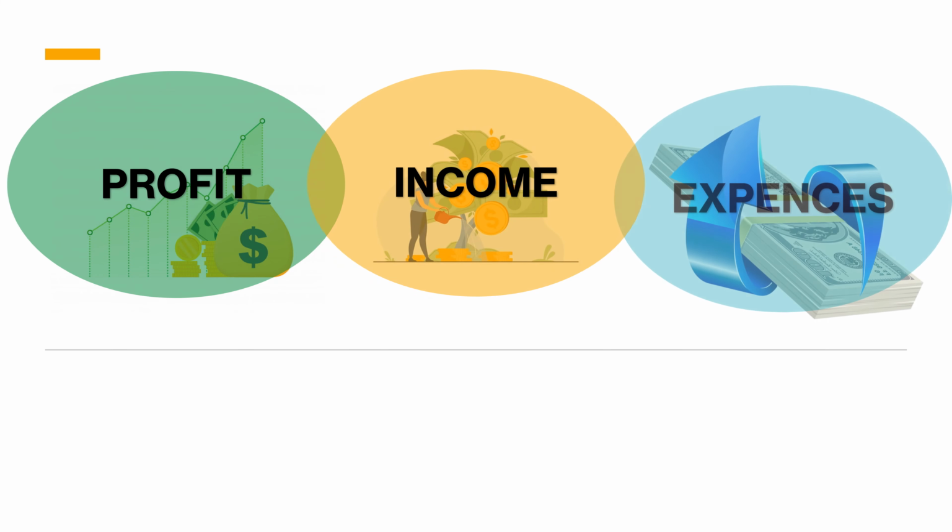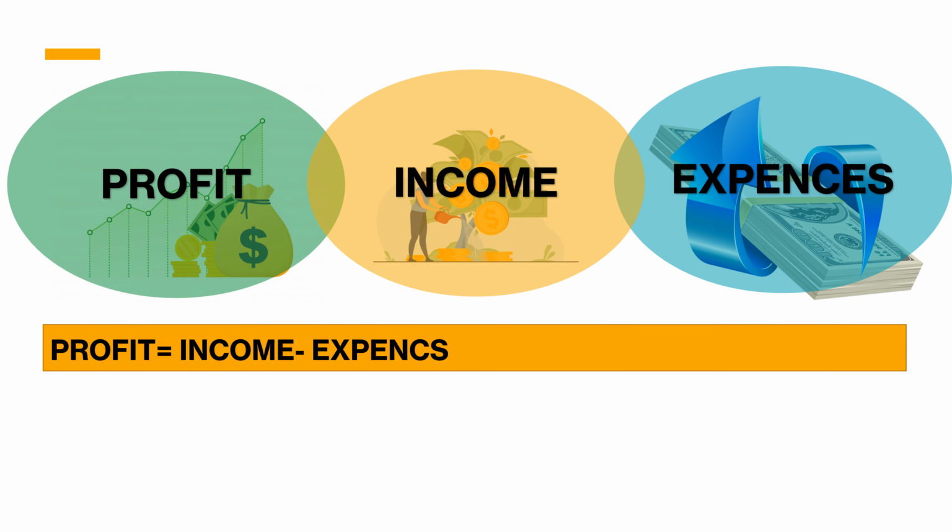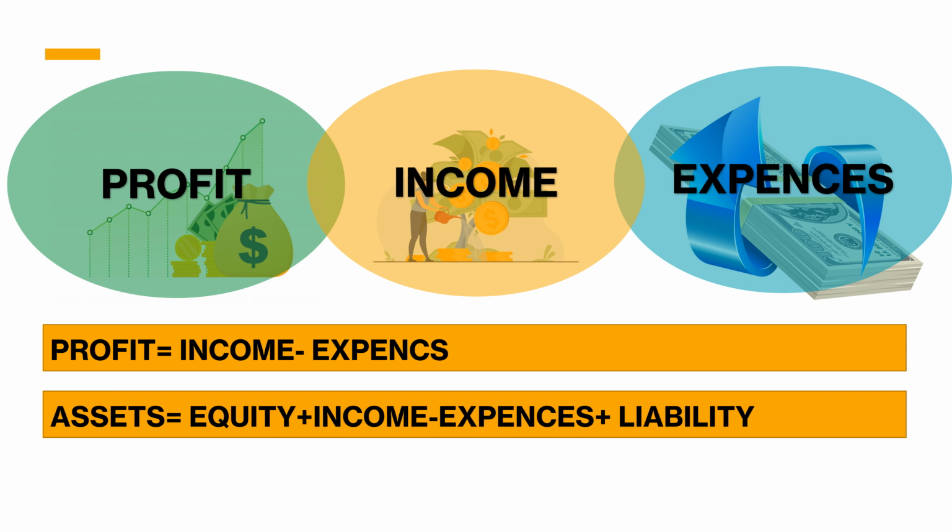We discussed details about the profit. Profit is the difference between income and expenses. In equation form, we can represent it as profit equals income minus expenses. So assets equal equity plus income minus expenses plus liabilities. Income minus expenses in the previous equation we denote as profit. According to that, the profit element is denoted separately.